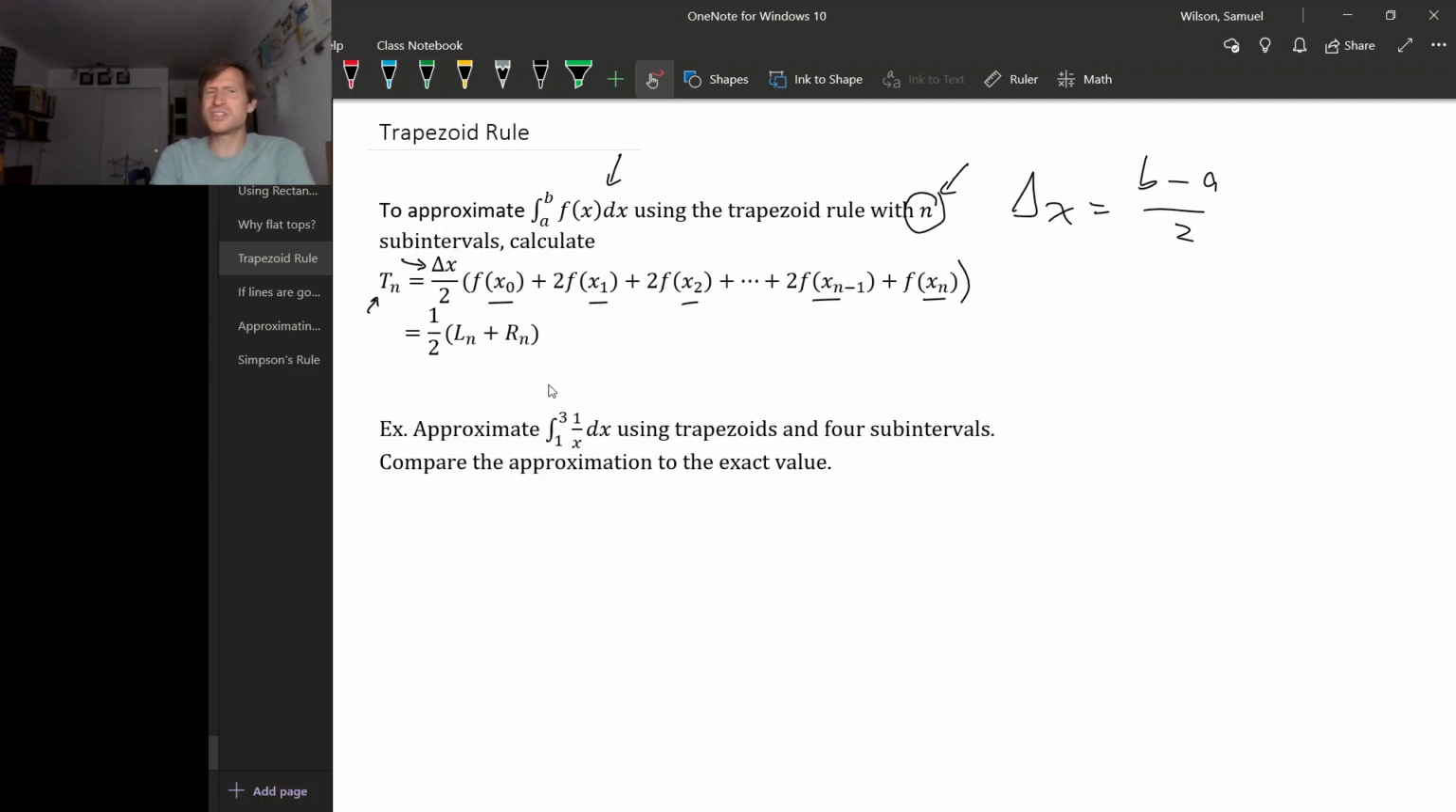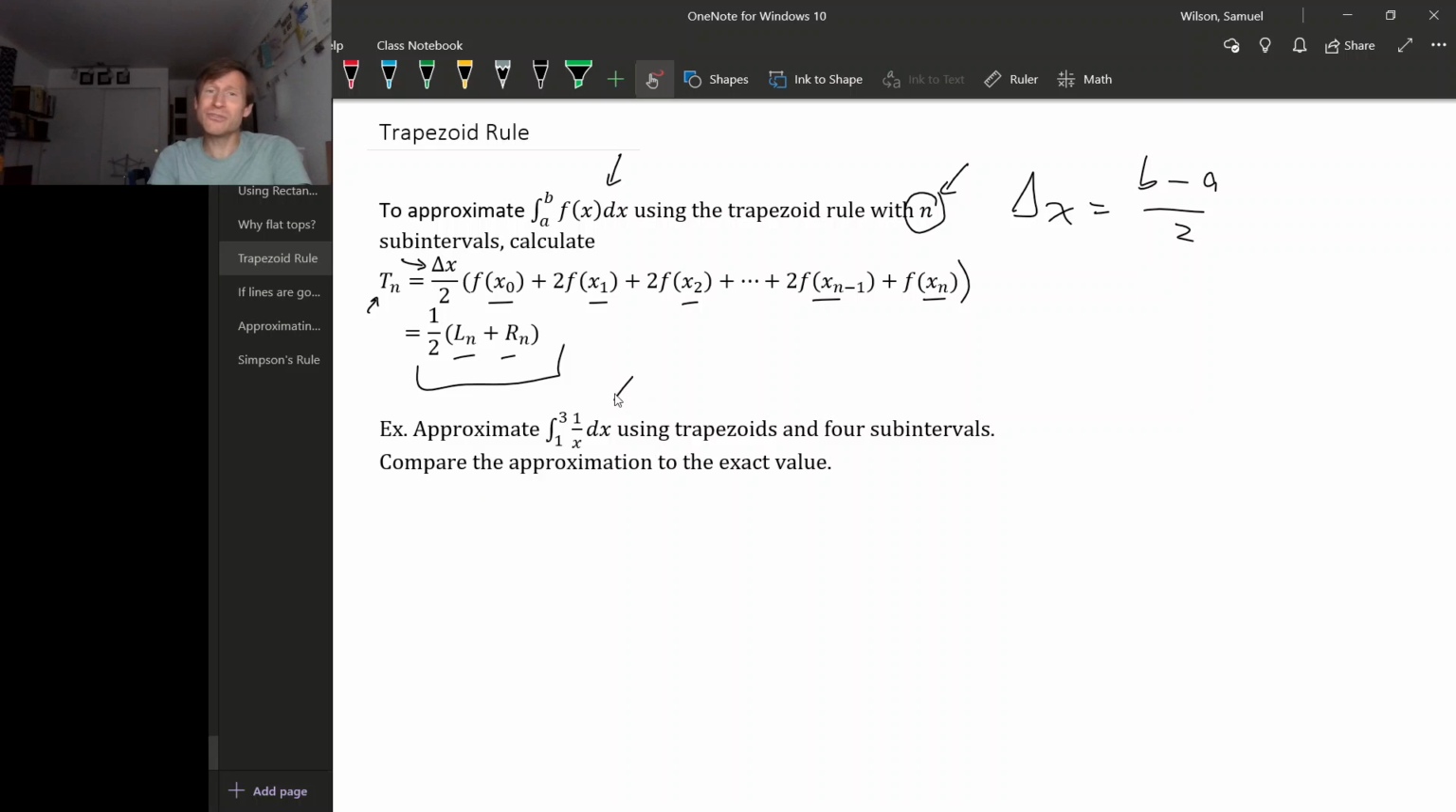It's interesting to note that the trapezoid rule is actually just the average of using left hand and right hand endpoints. So to actually use this for once, let's approximate the integral from 1 to 3 of 1 over x dx using trapezoids and 4 subintervals.